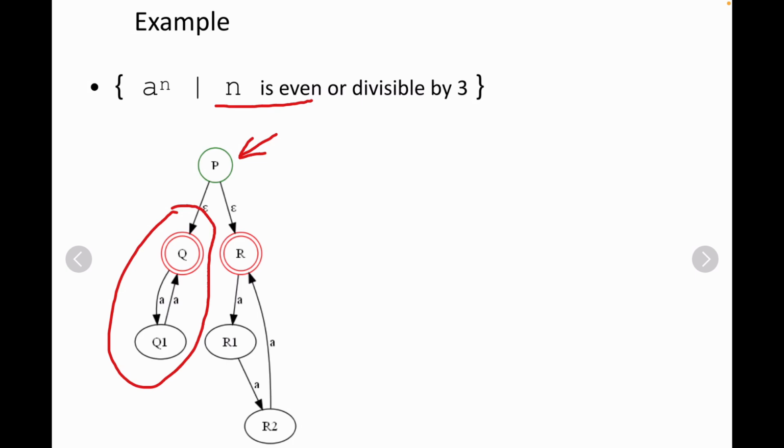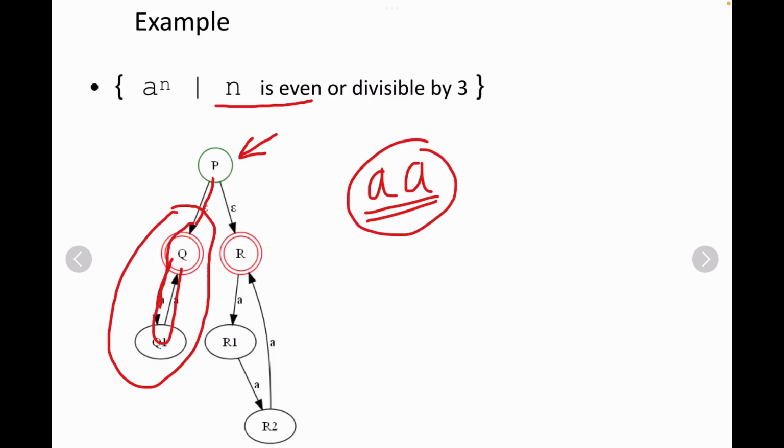So here it is Q. Suppose n is 0, it still moves to this. Suppose the number of A's is even. Is it accepting? It is even. First it will come to this, then it will go on A, and come back. So an even number of A's is accepted.